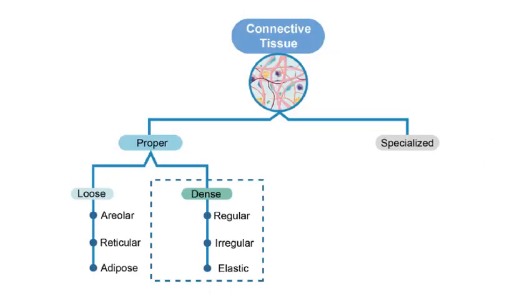All right, so that was the loose connective tissue. Do you remember what the loose connective tissue is? Areolar tissue, reticular tissue, and fat. Don't forget the fat. Right.